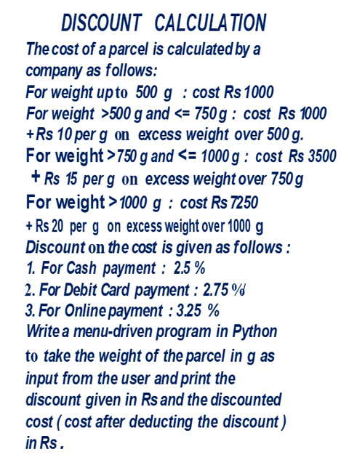For weight greater than 750 grams and less than equal to 1000 grams, cost rupees 3500 plus rupees 15 per gram on excess weight over 750 grams. For weight greater than 1000 grams, cost rupees 7250 plus rupees 20 per gram on excess weight over 1000 grams.